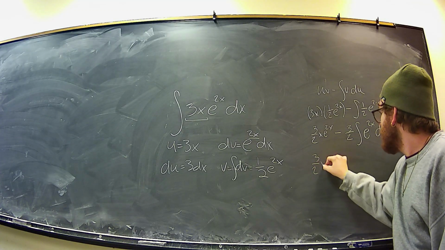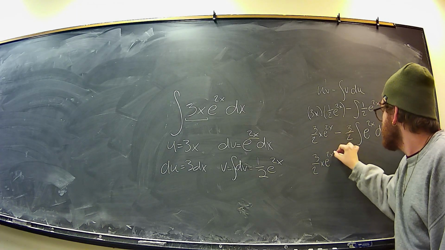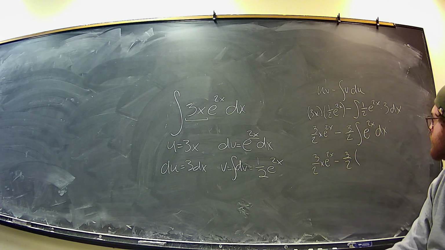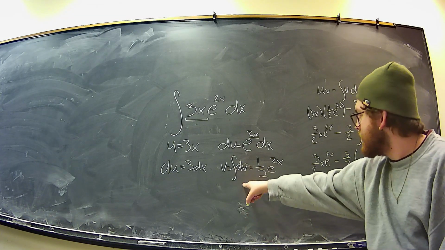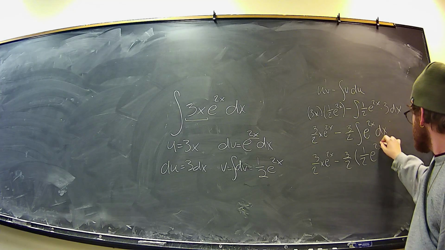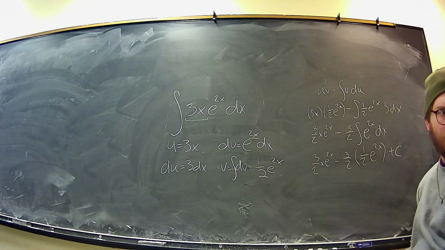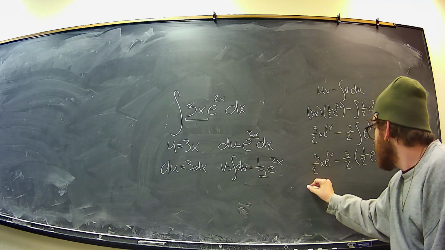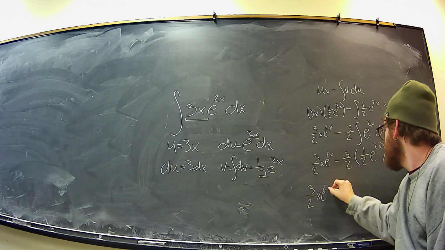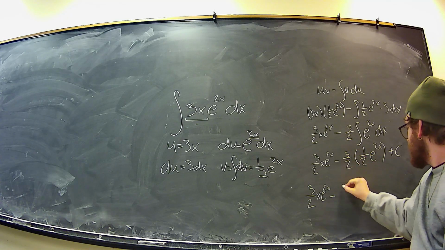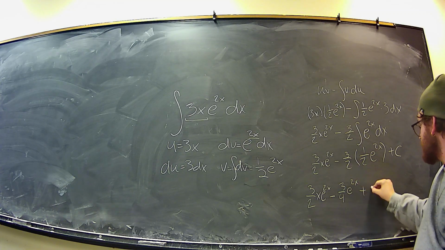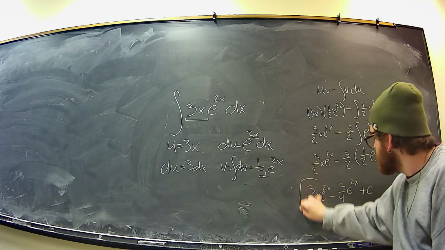3 halves x e to the 2x minus 3 halves times, and then we've already seen the integral of e to the 2x. That's right here. We get 1/2 e to the 2x. Just rewriting it, and I'm going to do this multiplication. 3 halves times 1/2 is 3/4 e to the 2x plus c. And then that would be your final answer.